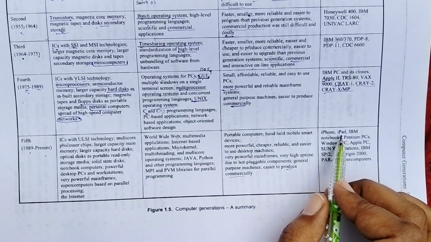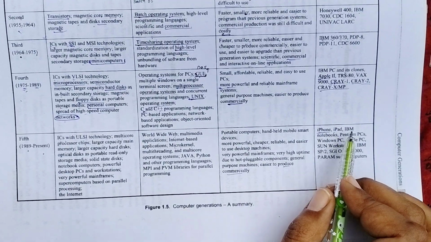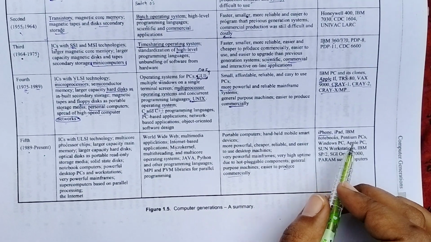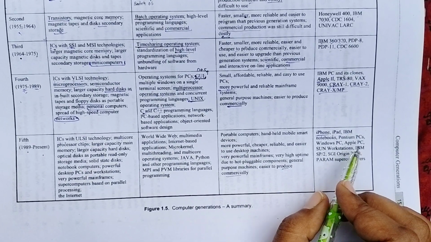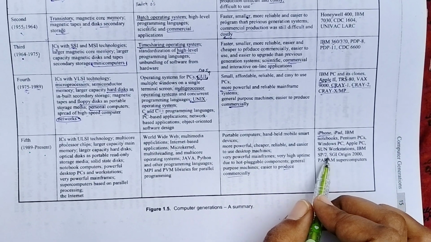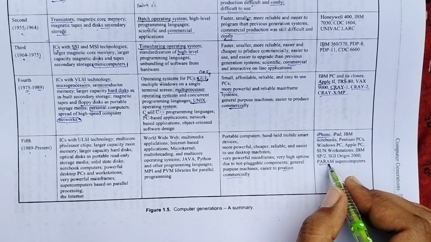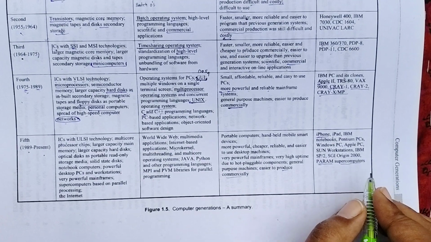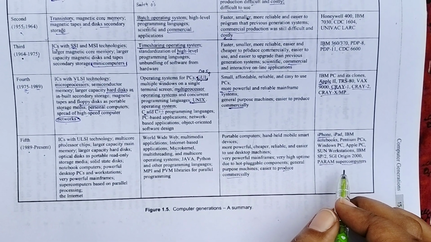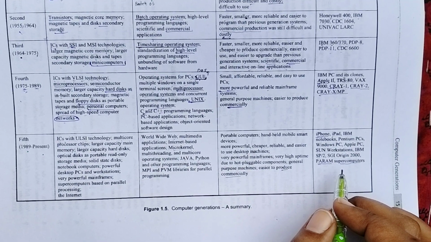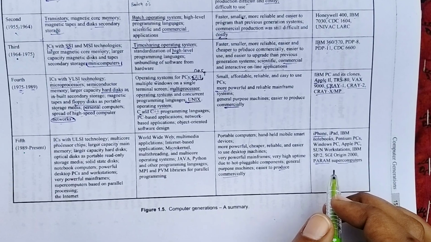Some examples are iPads, which were invented by Apple, and iPhones. These are IBM notepads, Pentium PCs, Windows PC, Apple PC, Sun workstation, IBM, and the Param supercomputer, which is an Indian supercomputer. So all of these were invented in this period, and it's working in the fifth generation, and maybe many more different inventions will be generated in the fifth generation.